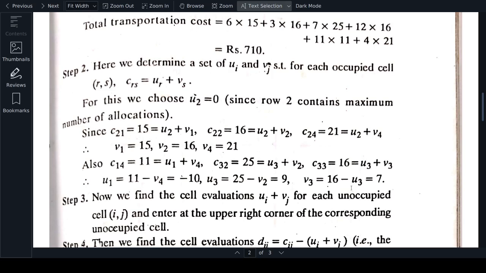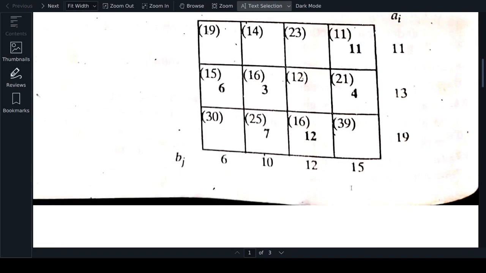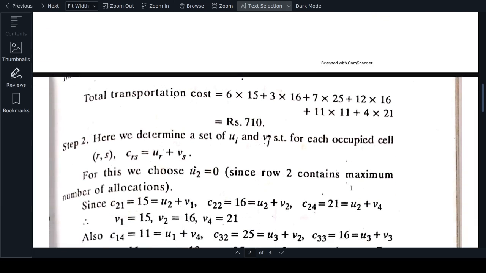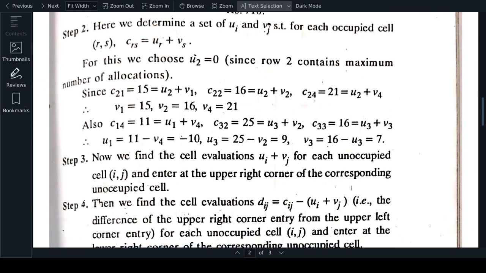Next we check whether this is optimal or not. Means by optimality test, here optimality is using the Modi method, whether this is 710 or can we get a lesser value, right? So we apply here the optimality test. For the optimality test, first we find all ui plus vj for each occupied cell, right?